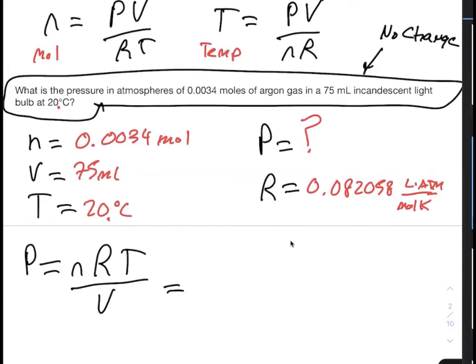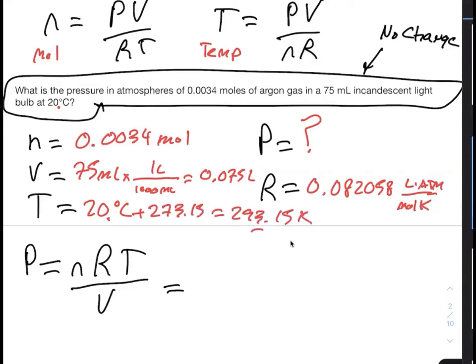Okay, what about volume? What should I do to the volume? Anybody? Can I fix that? Convert it to liters? Yes. So 1,000 milliliters over 1 liter, and I get 0.075 liters. And the temperature, all the gas laws have to change the temperature, so add 273.15. That'll be 293.15 Kelvin, accurate to the ones place.